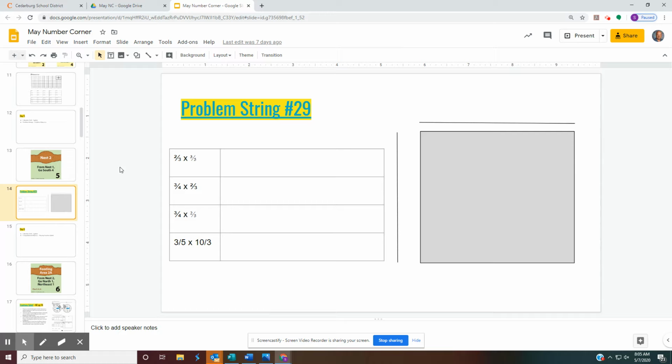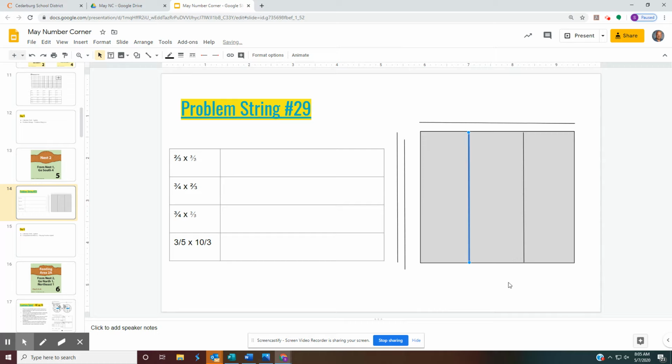All right, so for our problem string today, we're doing multiplication of fractions, okay? We're going to start to notice a little pattern here once we get our little box in our array method. Okay, so let's start off with 2/3 times 3/5. So the first thing I'm going to do is add a few more of those, and I'm going to divide my array into thirds, right?